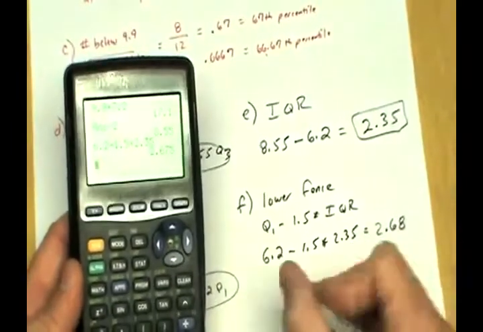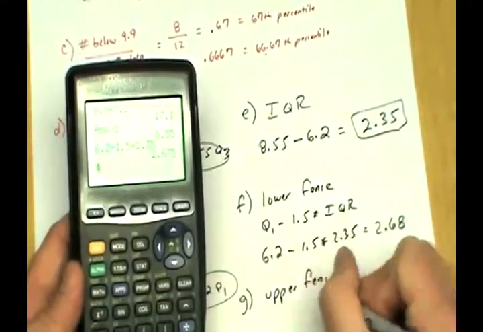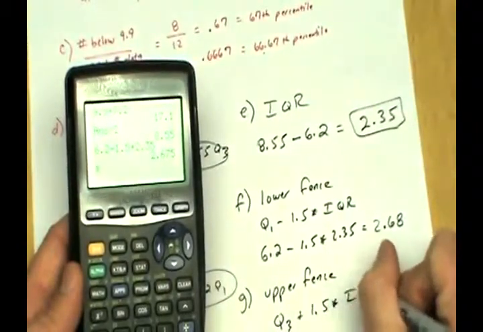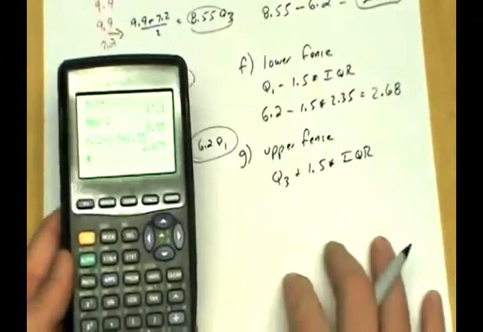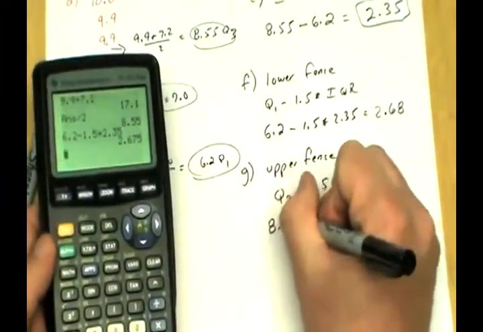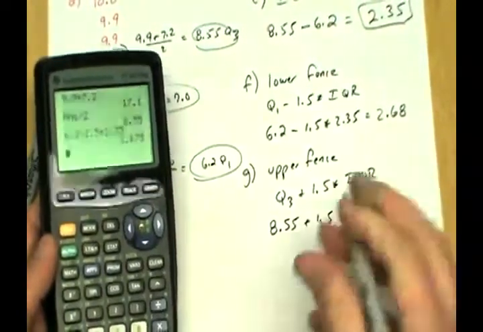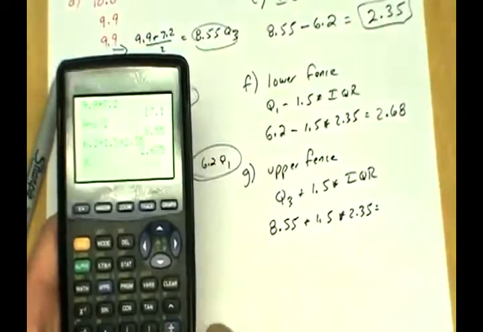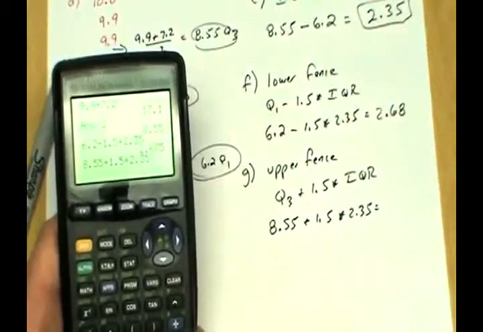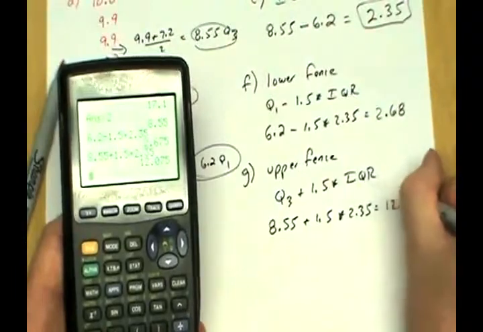That's our lower fence. For G, our upper fence, Q3 plus 1.5 times the interquartile range. Okay, our Q3 is 8.55. We add 1.5 times interquartile range of 2.35. Calculator, 8.55 plus 1.5 times 2.35. 12.075. So we'll call it 12.08.